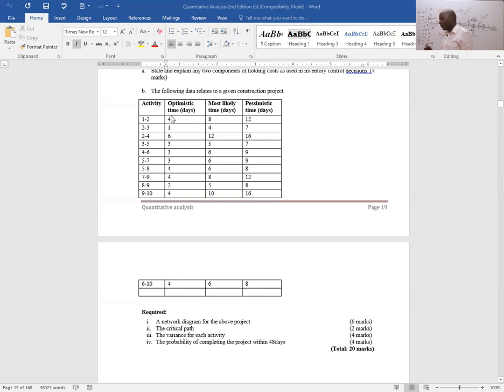And then now we have the probability of completing the project within 48 days. Ladies and gentlemen, remember, we normally compute probabilities in network analysis using a normal table. The normal probability distribution is normally defined by 2 parameters.